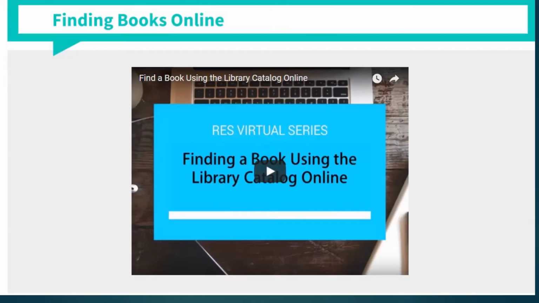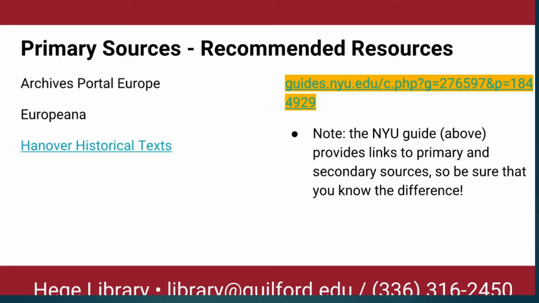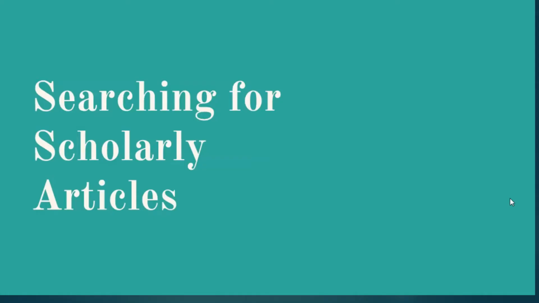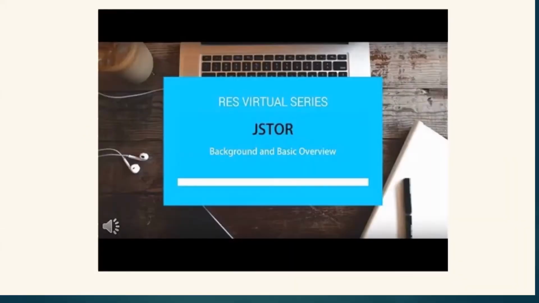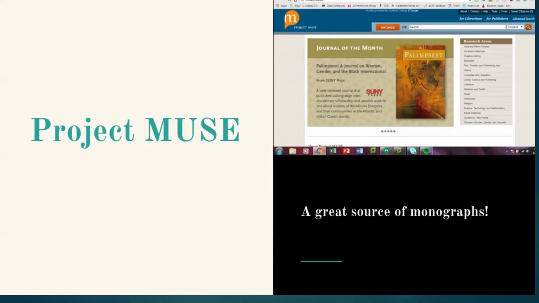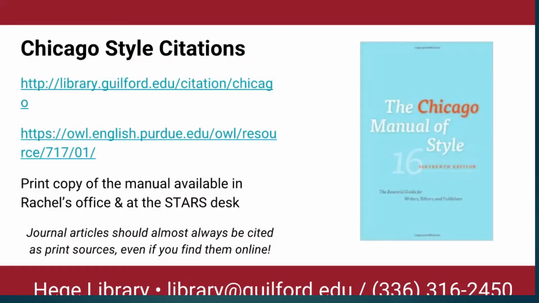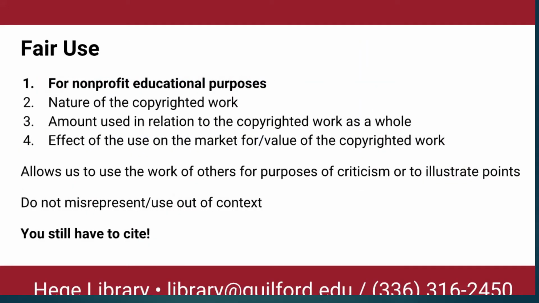Again, searching books. I have a link here in the presentation that shows you how to find a book using the catalog online. It's under the Find Books tab of your guide as well. Primary sources, a couple more that we didn't talk about. Hanover Historical Text is great. Also this guide from NYU, which you have the link to because you have the link to your LibGuide. You can check that out. There's the peer review video, JSTOR. Project Muse, again, great for monographs. Humanities International Complete.